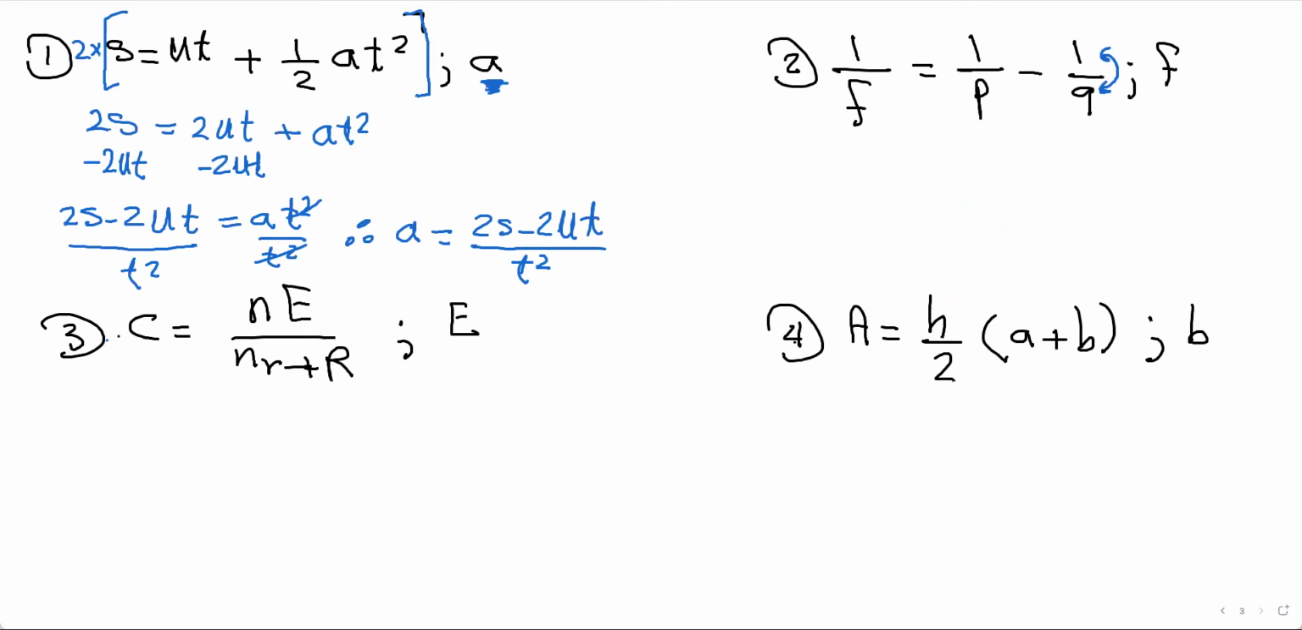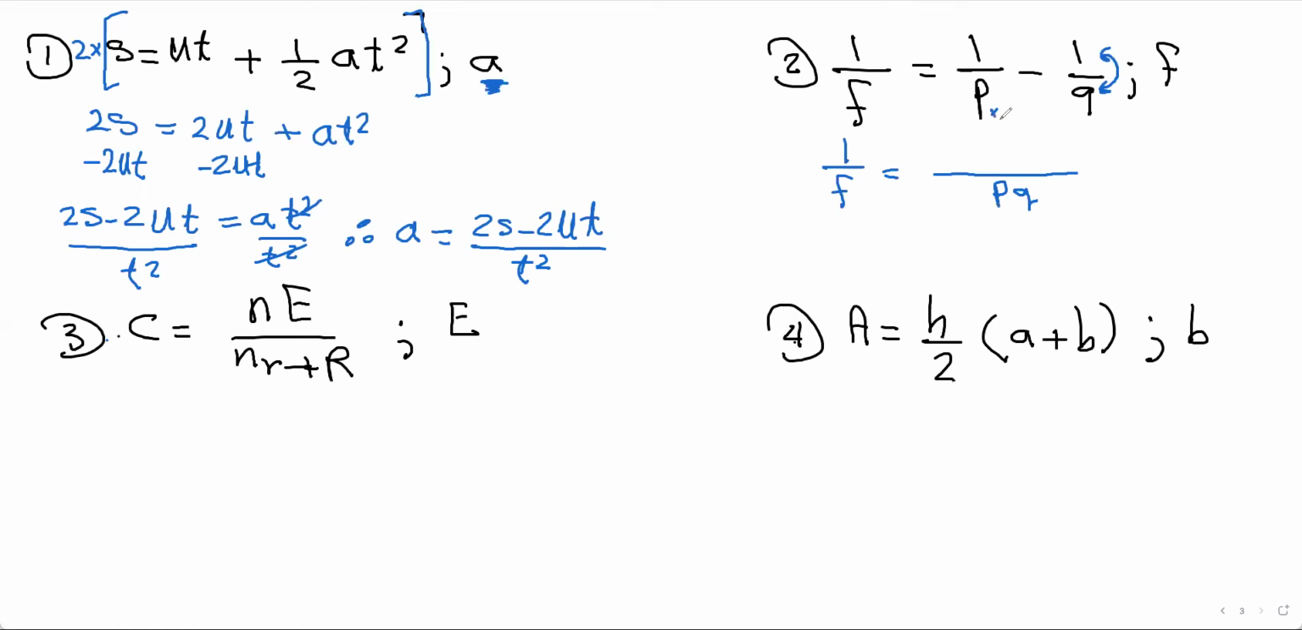Now I said the only way you could rotate all of this is to have one fraction here and one fraction here. But here we have two fractions. So what I'm going to do, I'm going to keep this as 1 over f. But here I'm going to do a common denominator. The common denominator is pq.